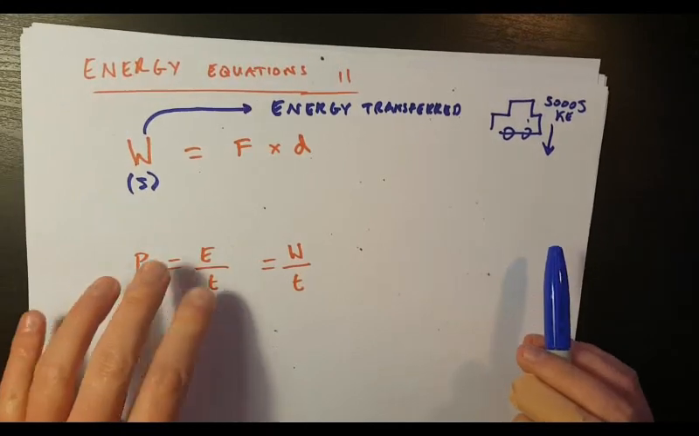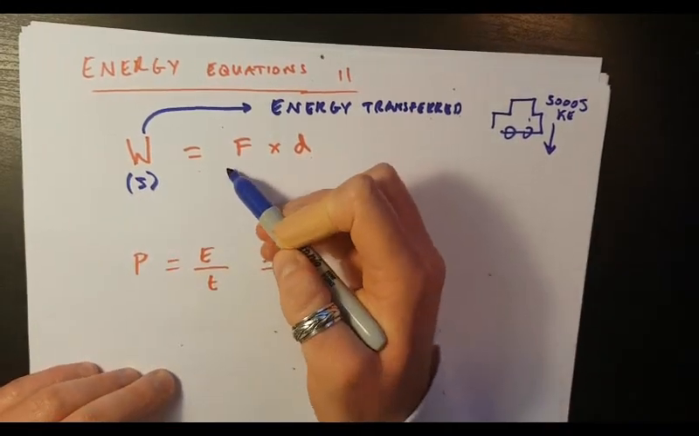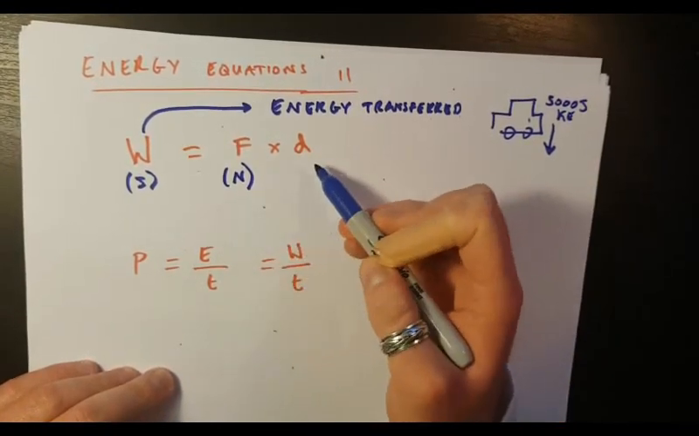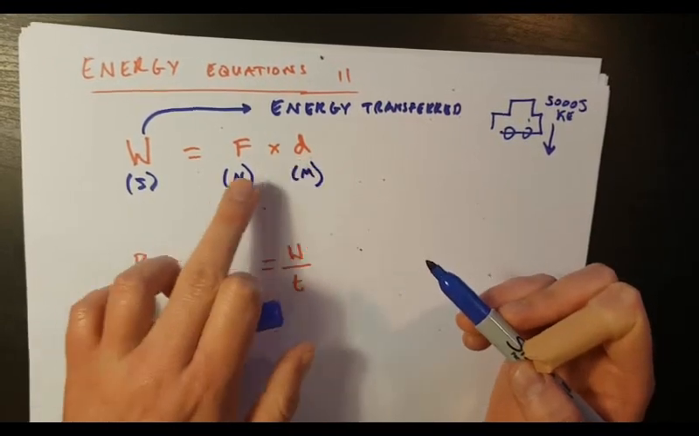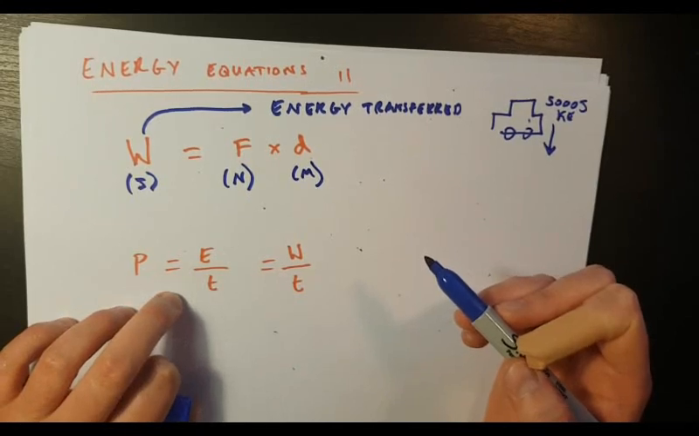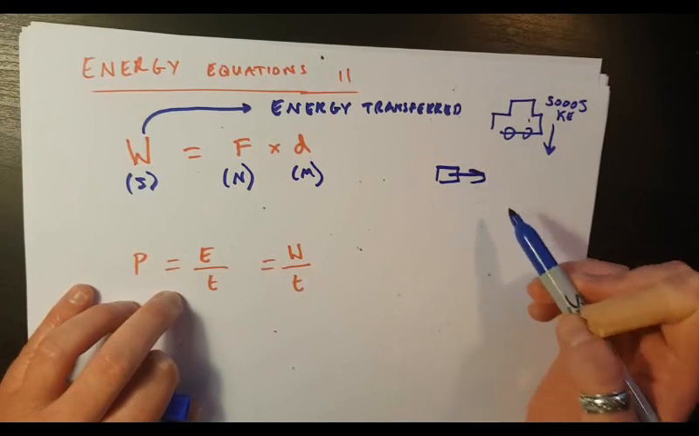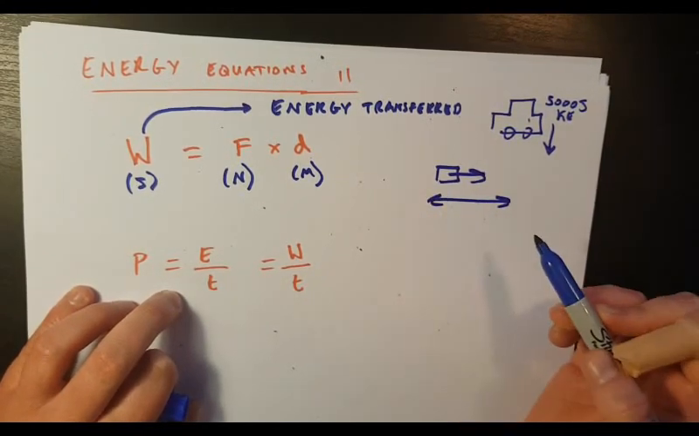So let's look at the actual equation though. Force is in newtons with a capital N. Distance is in meters. Be careful with this distance though. It's the distance in the direction that the force is acting upon. So for example, you're pushing a box, you're applying a force in that direction, so the distance travelled is in this direction. Okay.